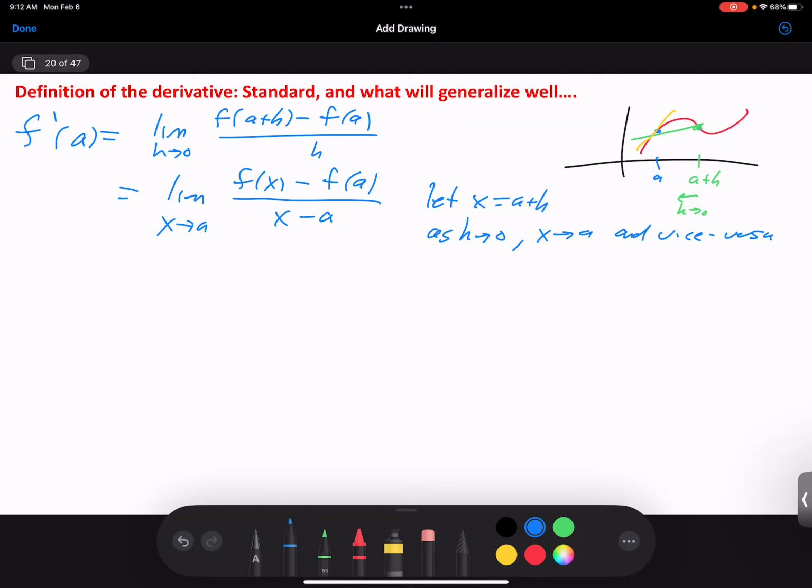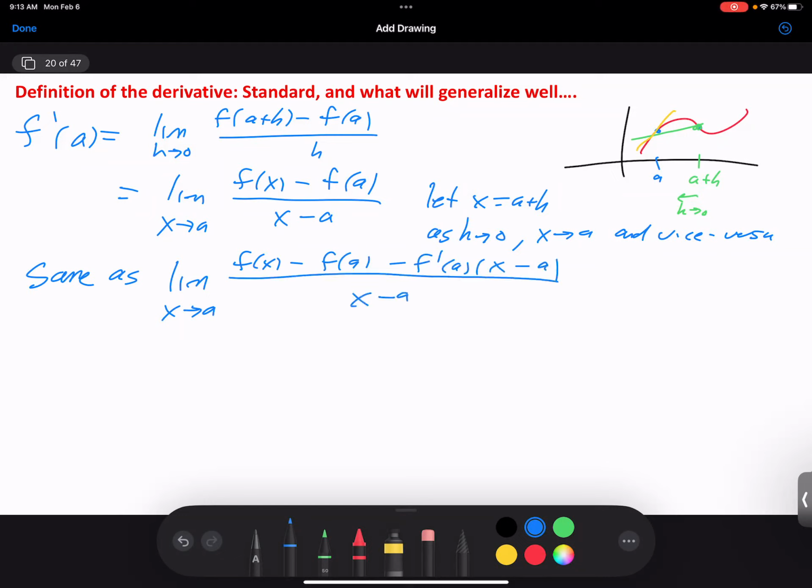Now, I claim this is the same as the limit as x goes to a of f of x minus f of a minus f prime of a times x minus a, over x minus a, equals 0. And the reason this is the same, to make sure I always walk with this so that the audio is recording, is, well, just bring f prime of a inside the limit, because f prime of a is a constant. It has no change as x goes to a, because it's just a constant.